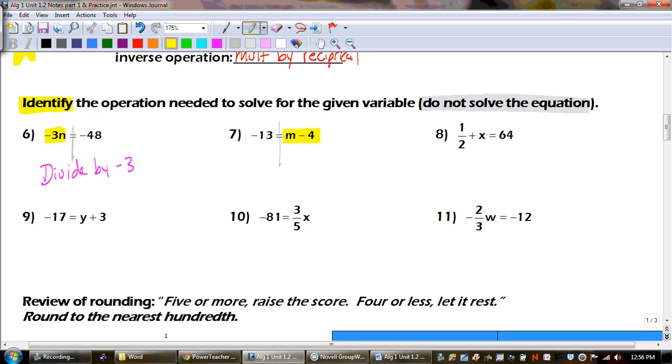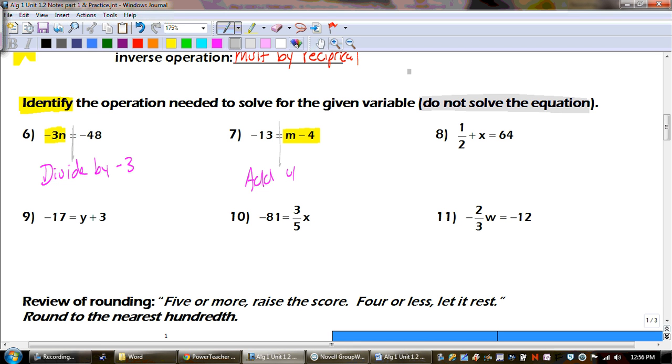How do we solve for m? How do we get the m by itself? Well, right there, we're subtracting 4. So instead of subtracting 4, we would add 4. And once again, that's why we don't do keep, change here, because we would get mixed up with all of those signs. Okay, let's keep it simple.